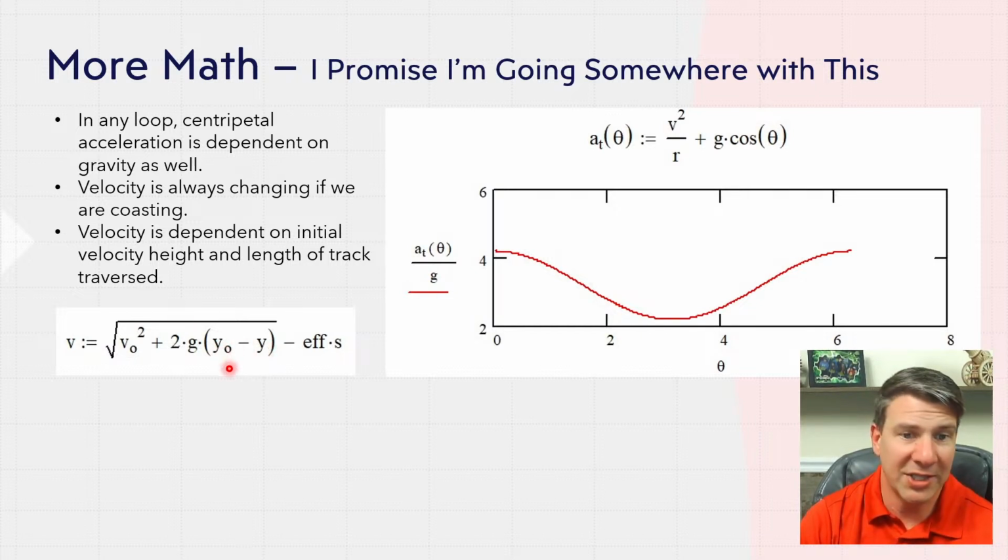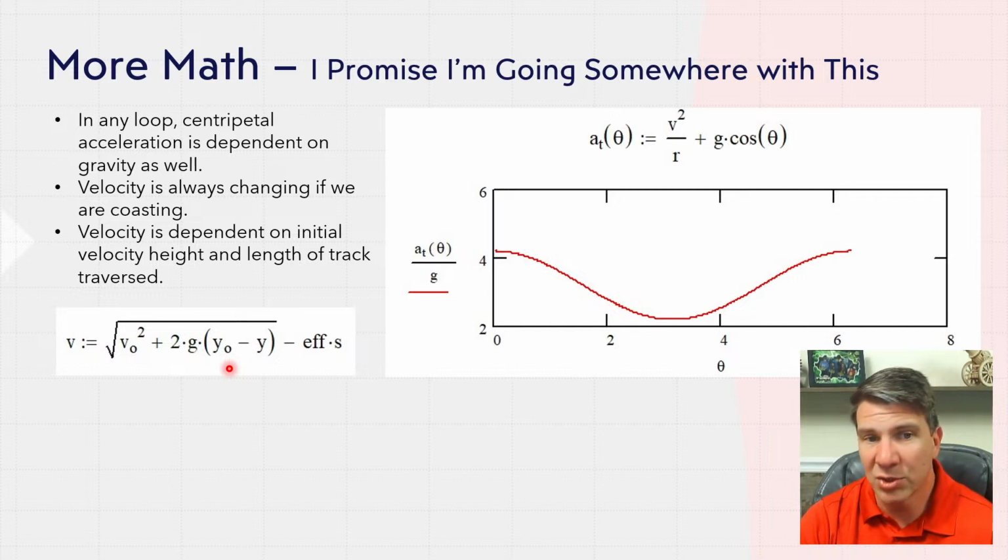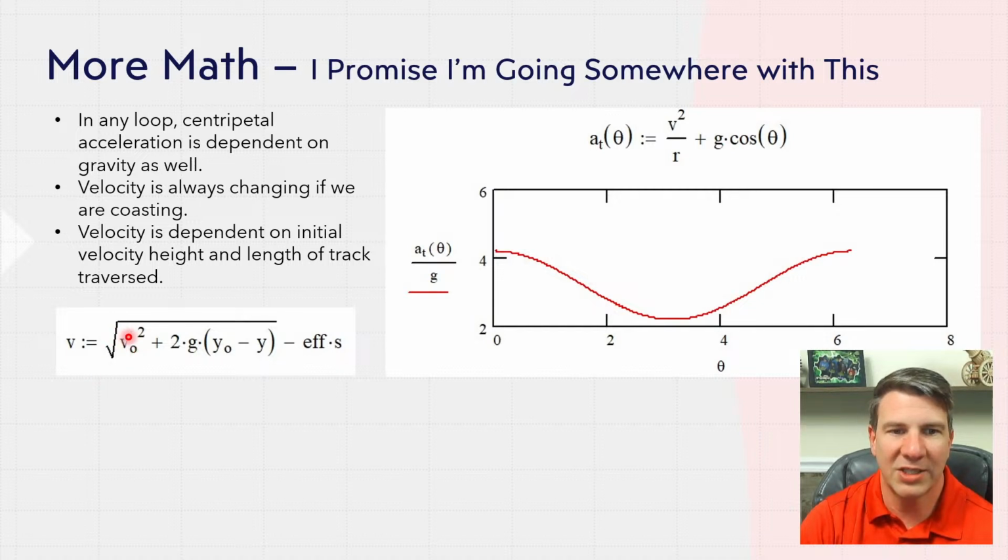So the great thing about this is it works for both a launch coaster or a lift hill coaster. So if I have no height at the beginning, this will be 0, and I have all velocity, this will not be 0. Or if I go vice versa, where I have very little velocity going over a hill, and I have a lot of height, this will be big, this will be little.